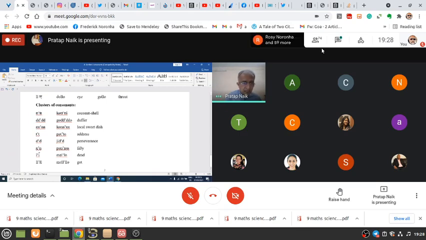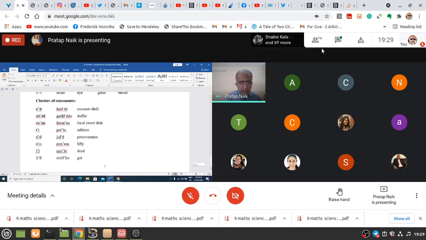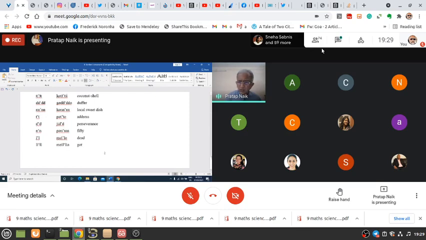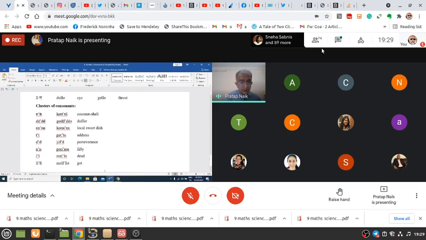Then, L apostrophe L, mellow, dead. You remove this, it becomes mellow. There is no such word in Konkani. So, mellow, dead person. Then, lo, mellow, got. So, these are a few consonant clusters. Very essential. There are so many consonant clusters, but they are not difficult. But these are the difficult ones I have given.